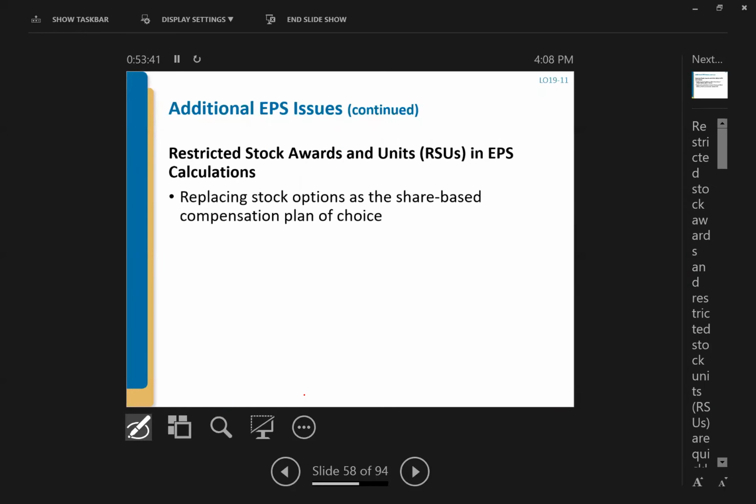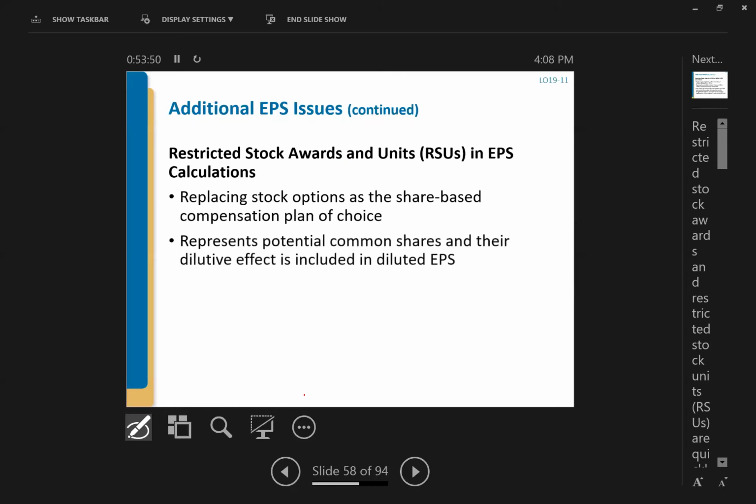Restricted stock awards and RSUs in earnings per share. They are replacing stock options as a share-based compensation choice. If you remember, no cash changed hands. This was just given to them as a thank you. So there is no cash. But this is going to increase the denominator when they vest or when they get them.